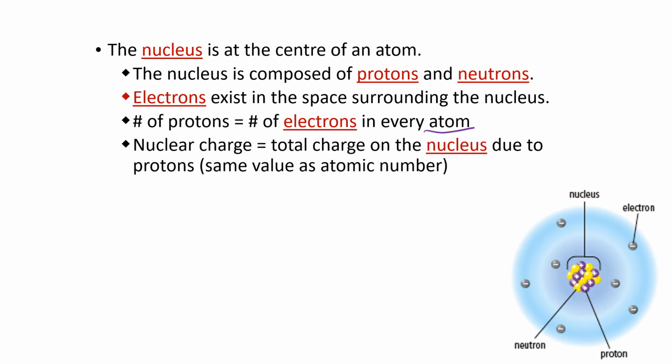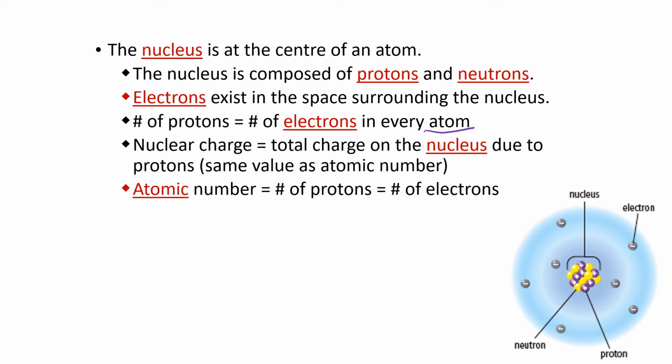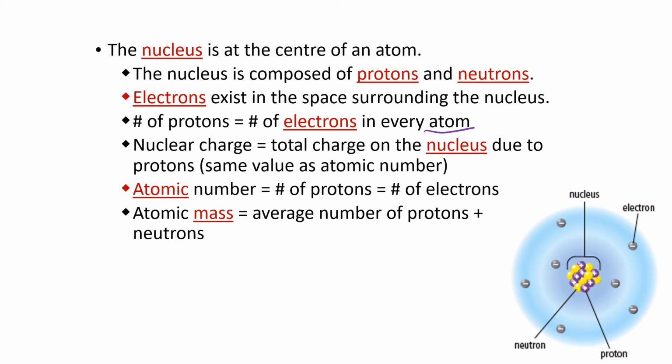The nuclear charge is the total charge on the nucleus due to the protons, which means it's exactly the same value as the atomic number. So the nuclear charge is the charge on the protons, which is basically based on the number of protons that are there. So the atomic number is the same as the number of protons, which is the same as the number of electrons, as long as you're talking about an atom. And then atomic mass can be found on the periodic table as well, and that is your average number of protons and neutrons together.